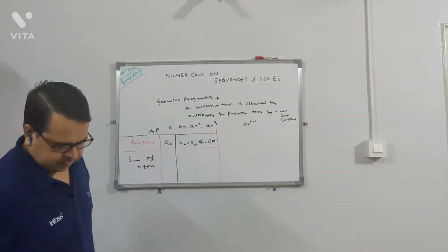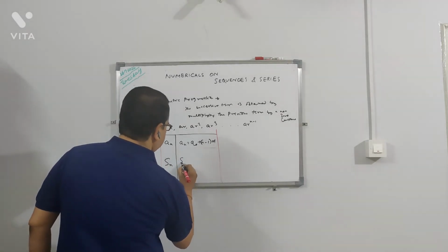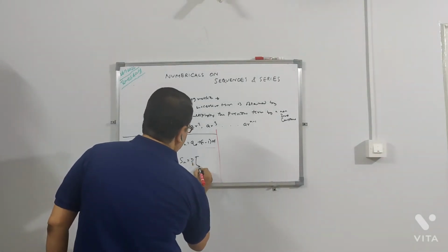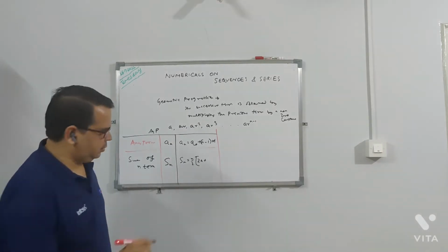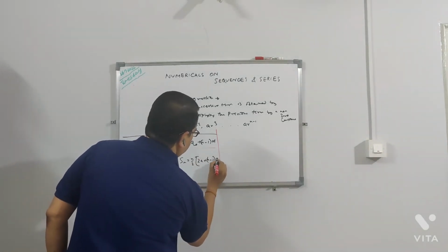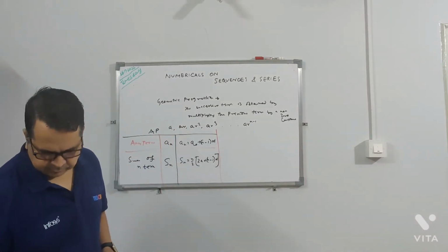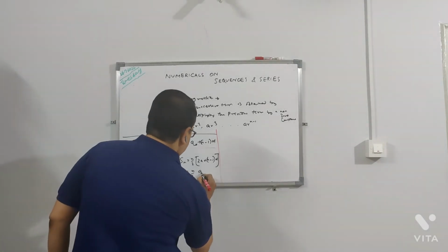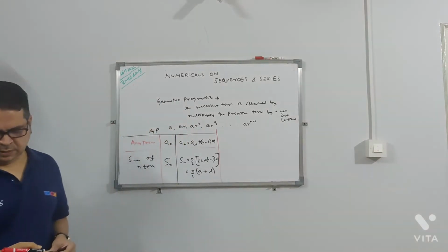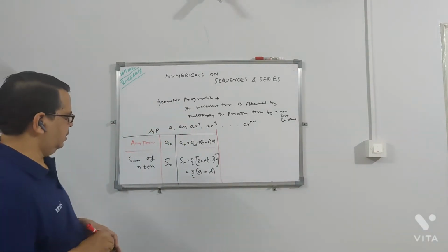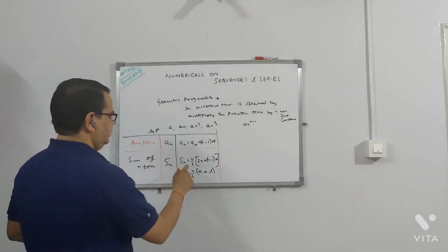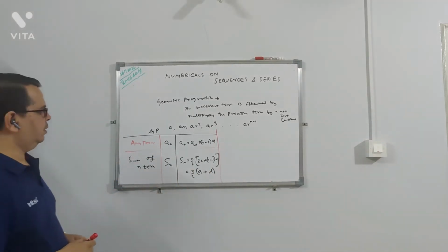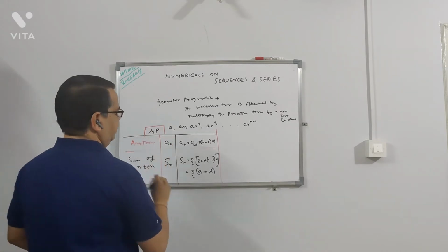Then the sum of n terms, Sn, is equal to n by 2 into 2a plus n minus 1 into d, or it can be written as n by 2 into first term a plus last term L. Let us say first term a, last term L. Out of this 2a you write a and the last term. So this is the formula for AP.